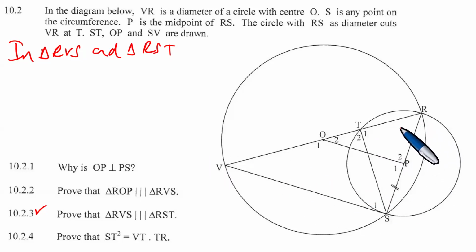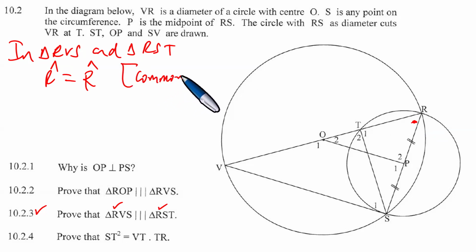Both of them have the angle R. So now you need to just say angle R equals angle R. Both triangles, RVS and RST, have the angle R, which means the full angle R is equal to angle R, which is a common angle.